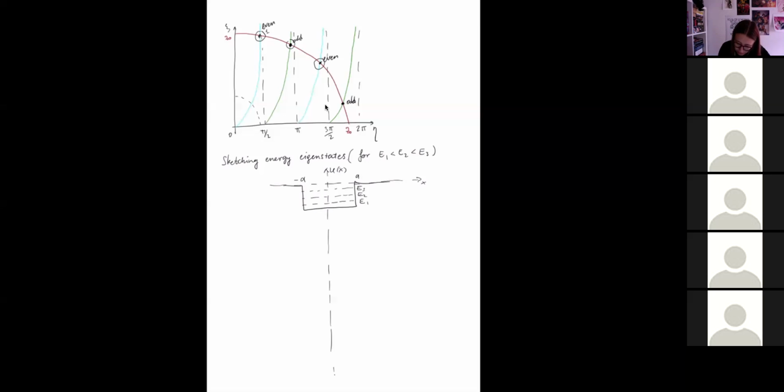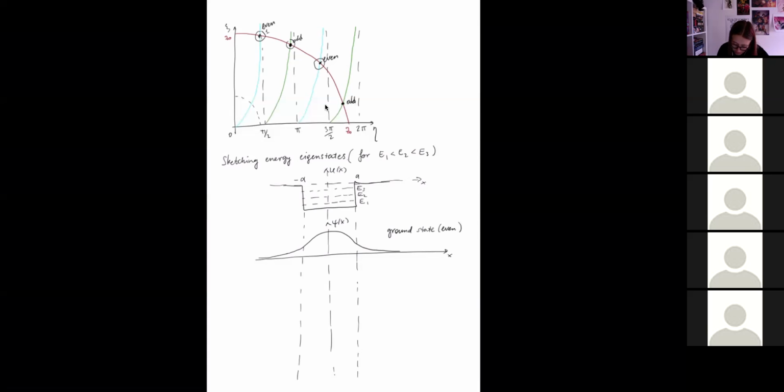And now let us draw how the wave function looks like. So for the first state, which is a ground state, which is even, let us draw the bounds here. So here we have an exponential, then we have a cosine, then we have again the decaying exponential. So this is the ground state, which is even.